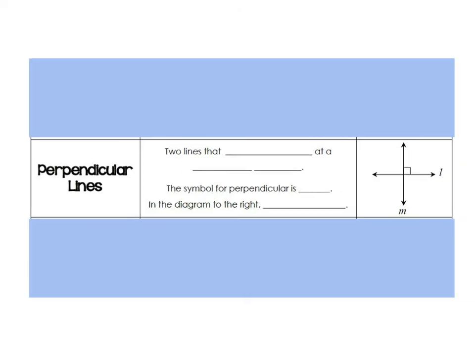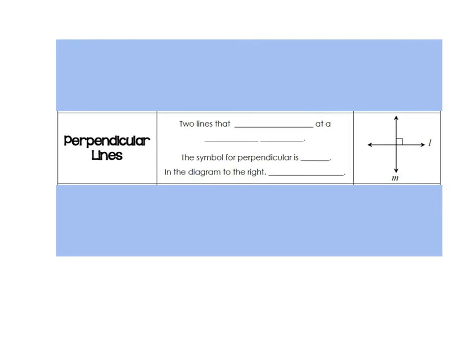Now we're going to talk about perpendicular lines, all right? Perpendicular lines intersect at a right angle. Okay, make sure that you guys remember that. It's important because if I tell you that we have perpendicular lines, normally they're not going to tell you that it's exactly 90 degrees. You have to remember that.